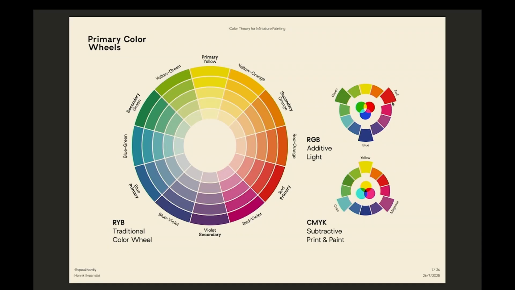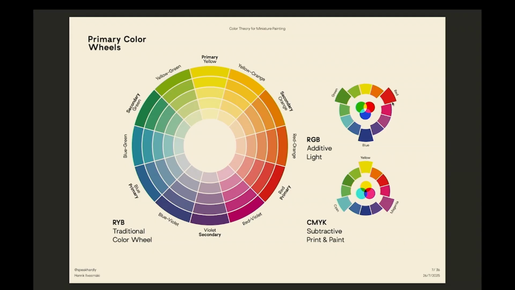You can see that at the bottom. If you mix yellow and red, you'll get orange. And again, if you then go further and mix your secondary color and your primary color, you get your tertiary color. Now, in addition to that, we have the color wheels on the right.